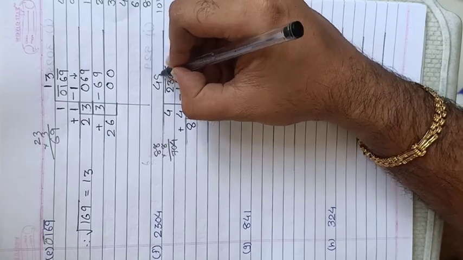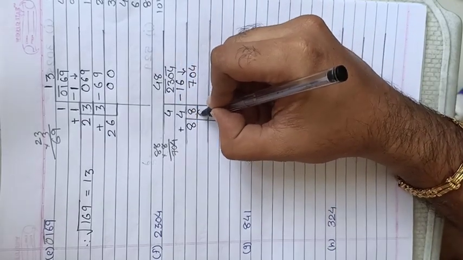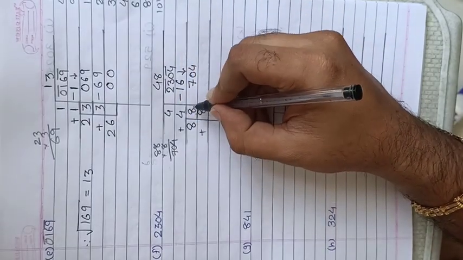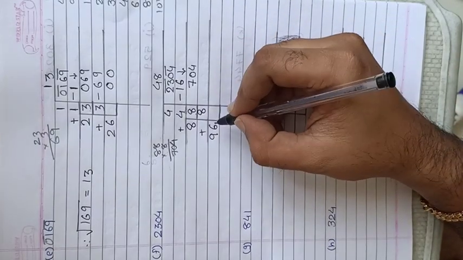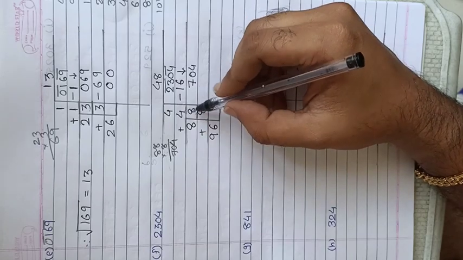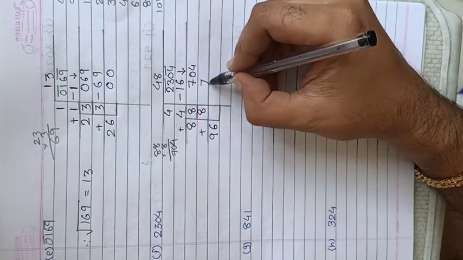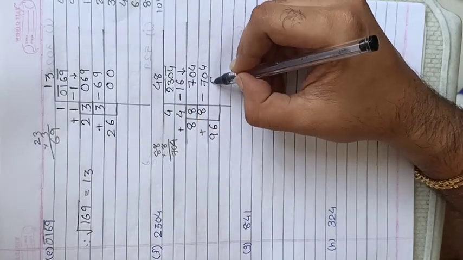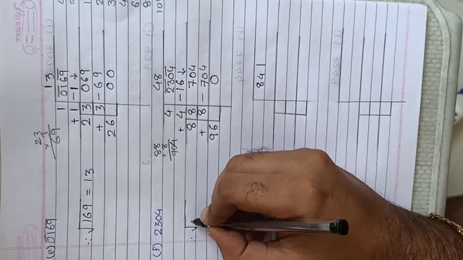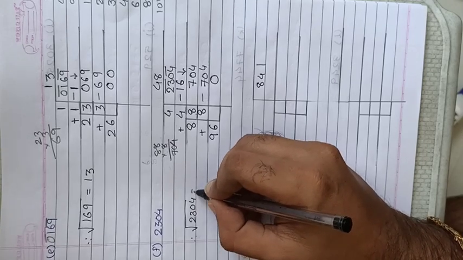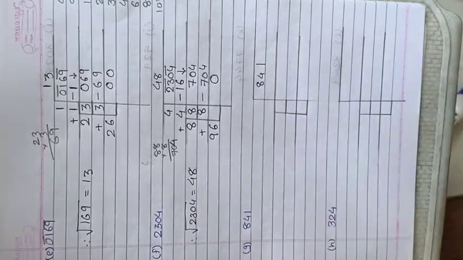3 times. So 8, 8 and 8. And 88 plus 8 is 96. And here 88 into 8 is 704. 704. So the answer will be 0. Therefore, the square root of 2304 is equal to 48.